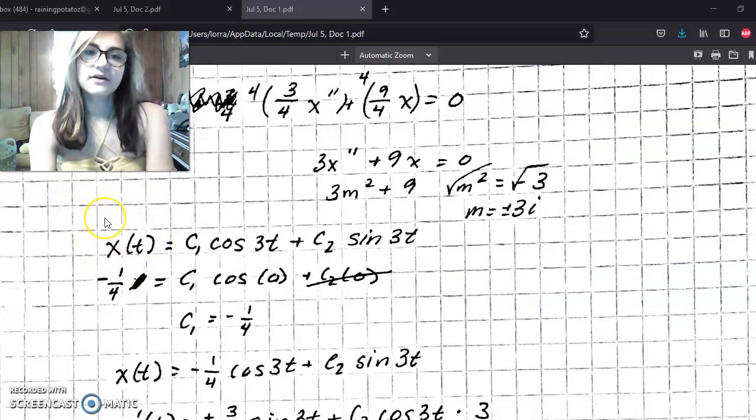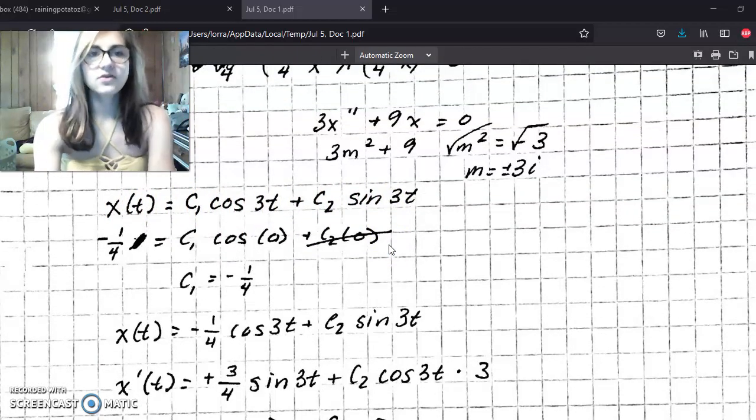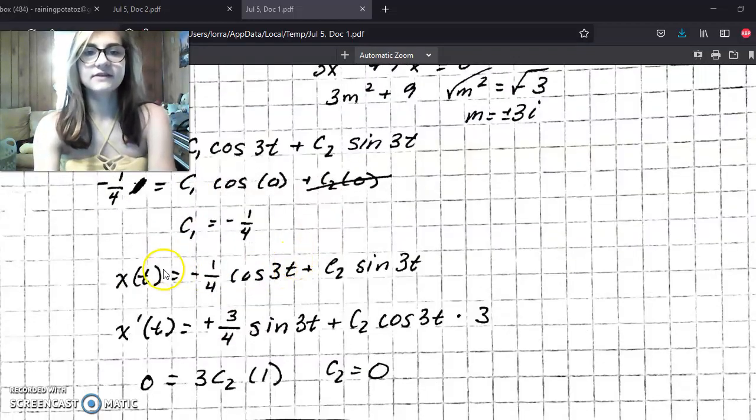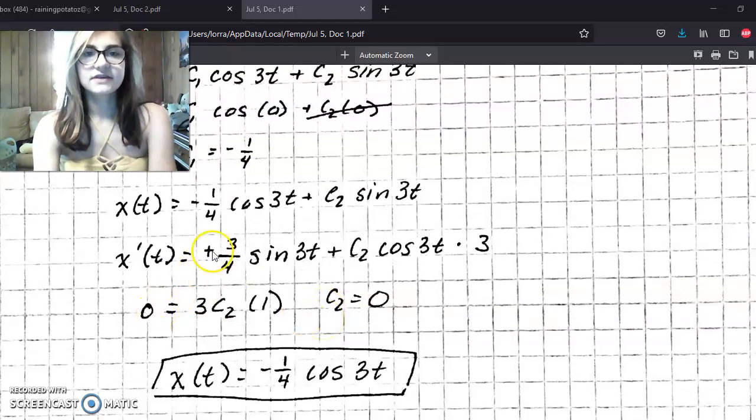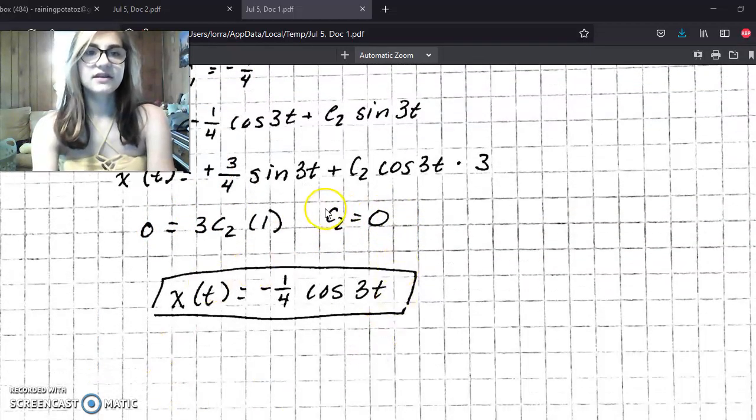And then you can make your x of t equation. x of t is equal to c1 cosine 3t plus c2 sine 3t. And then in order to find the constants, you can use negative 1/4 and 0 to find the first one, and then find x prime of t to find the second one. And you get that c1 is equal to negative 1/4 and c2 is equal to 0. So ultimately, the equation ends up being x of t is equal to negative 1/4 cosine 3t.